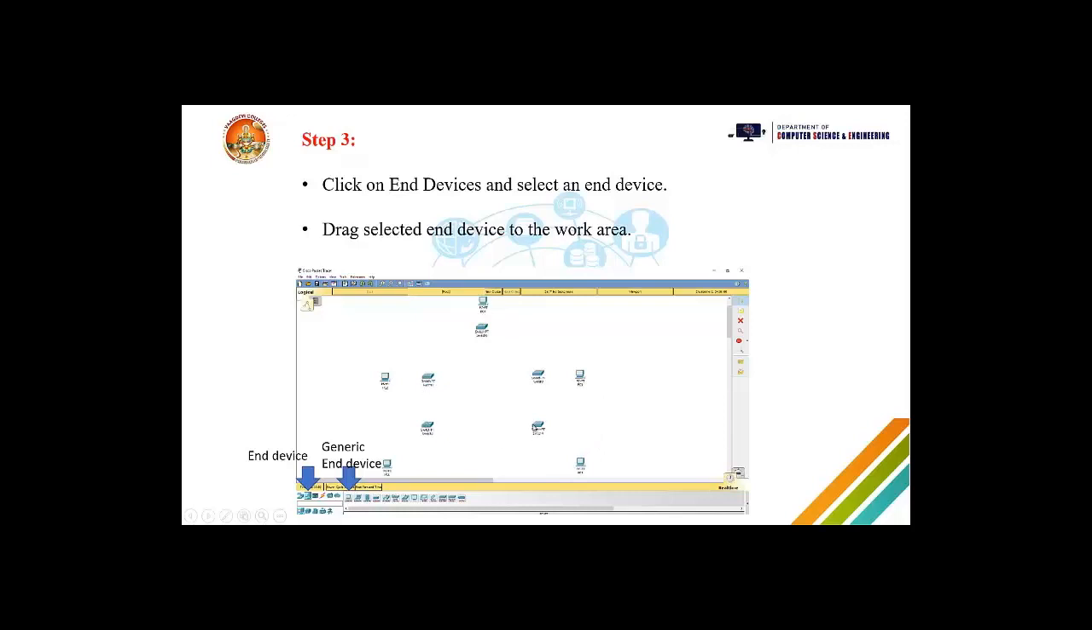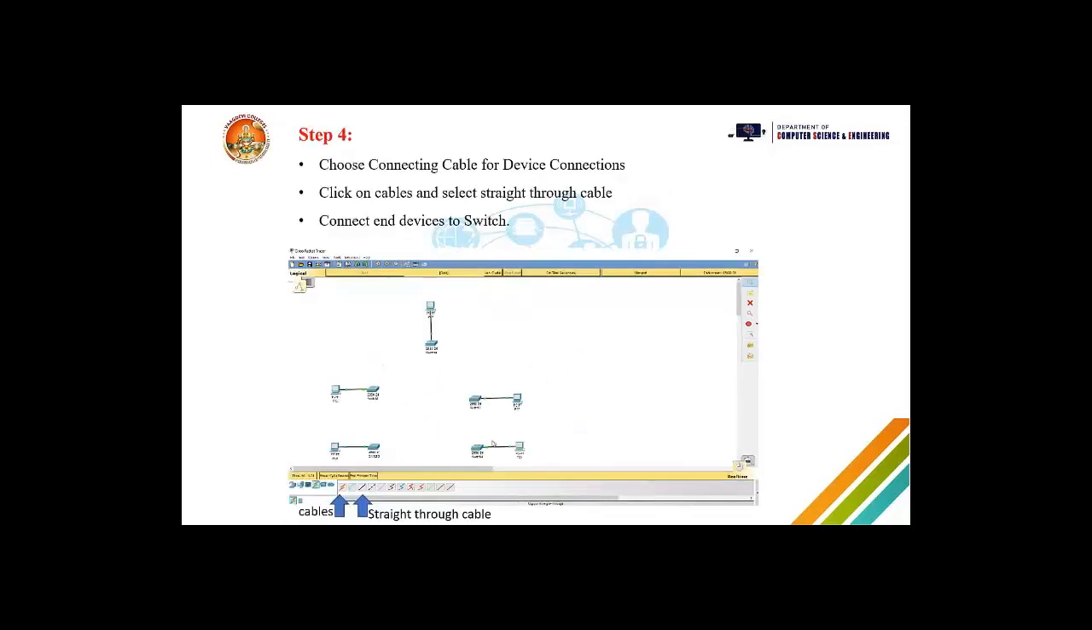In order to connect these devices, I require cables. So I click on the cables menu, and I need to choose the straight-through cable. Using this straight-through cable, I will connect two different devices: one is a generic desktop computer and the second one is a switch. Like this, you need to connect all the generic desktop computers to the switches. And like this, I have connected all 5 generic devices to the switches.